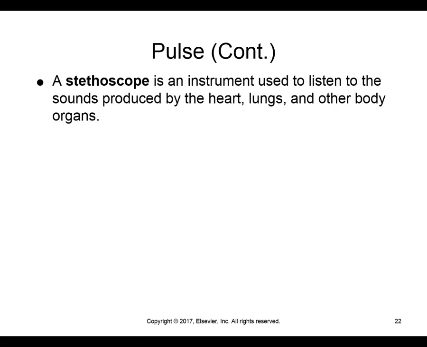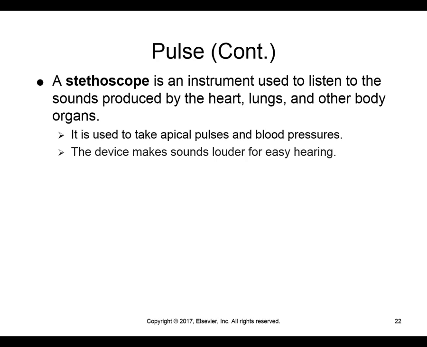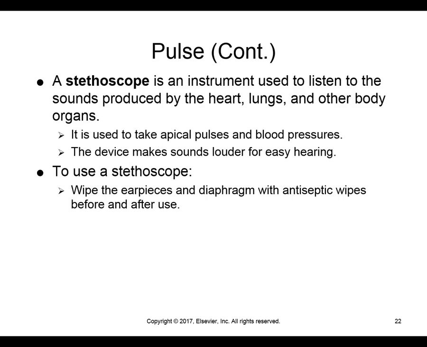So a stethoscope is an instrument used to listen to the sounds produced by the heart, the lungs, and other body organs. You don't only use a stethoscope for just the heart and the lungs. You listen to bowel sounds, but for our purposes now, it's just for the heart and the lungs. It's used to take apical pulses and blood pressures. The device makes sounds louder for easy hearing. To use a stethoscope, you have to wipe the earpieces and the diaphragm with antiseptic wipes before and after use.